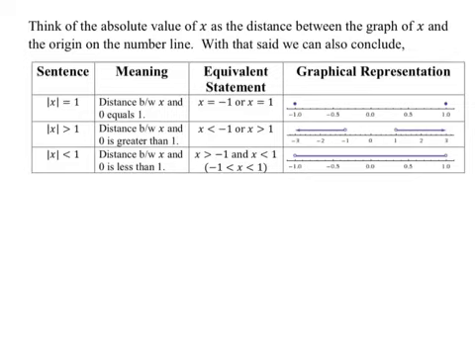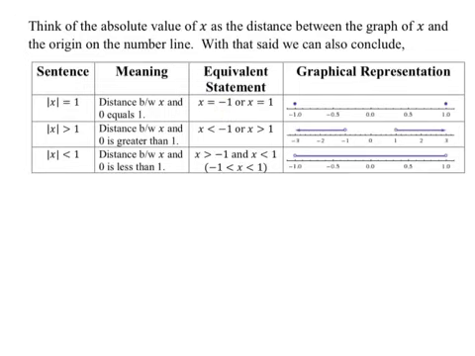Let's take a look at this table first, and think of absolute value of x as the distance between the graph of x and the origin on a number line. With that said, we can conclude the following. First, let's take a look at our first row here. When the absolute value of x is equal to 1, it simply means that x could take on the value of 1, or x could be negative 1.